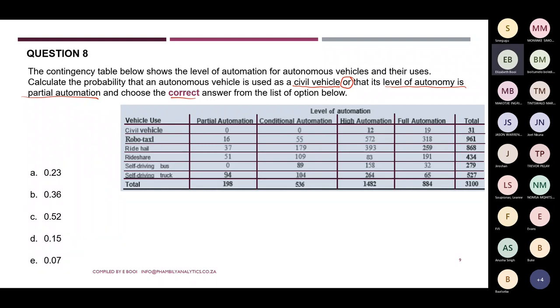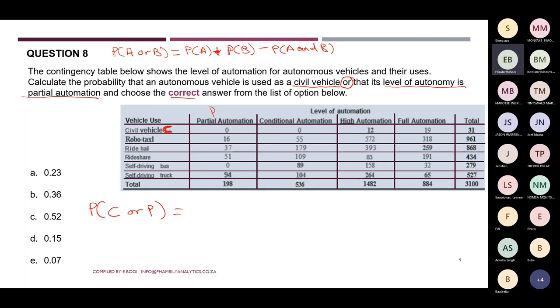For the fact that they say "or", what are we looking for? We're looking for the probability of civil or partial automation. So I'm going to call this P and I'm going to call this C, which is given by, you need to know the formula. Remember, in terms of basic probabilities, the probability of A or B is given by the probability of A plus the probability of B minus the probability of A and B, which is the probability of joint events.